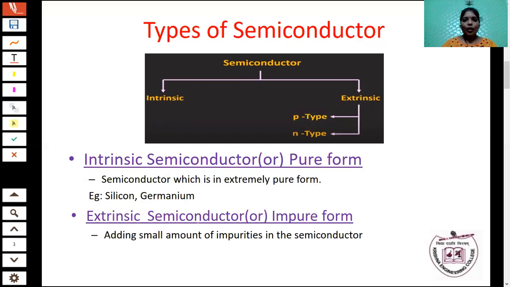The meaning of extrinsic semiconductor is that it is an impure form of semiconductor. The meaning of impure is that we are going to add some impurities in the semiconductor material. So that is the extrinsic semiconductor or impure form. The process of adding impurities in the semiconductor material is called doping.